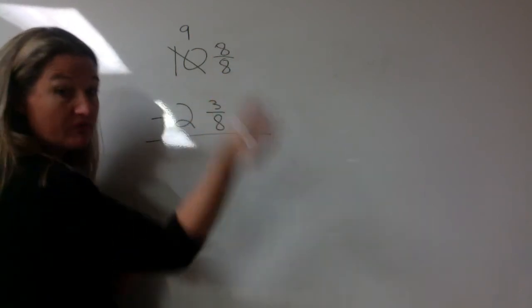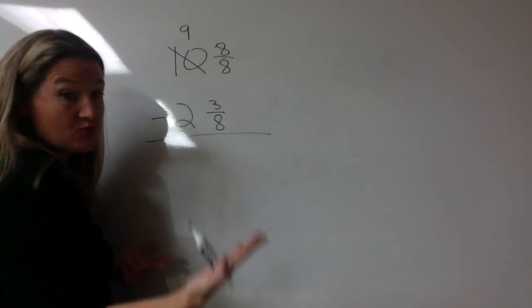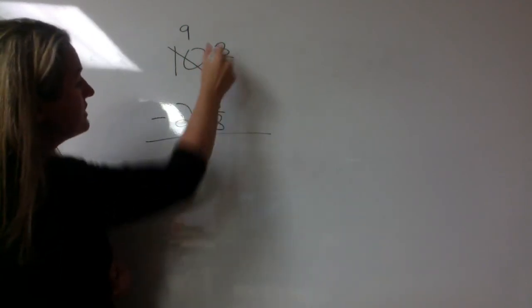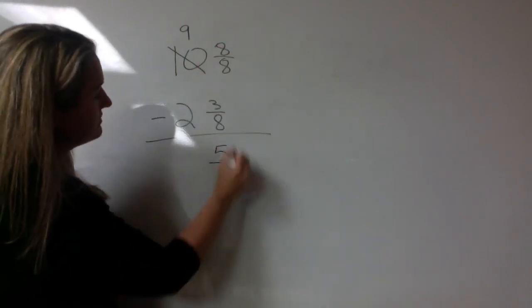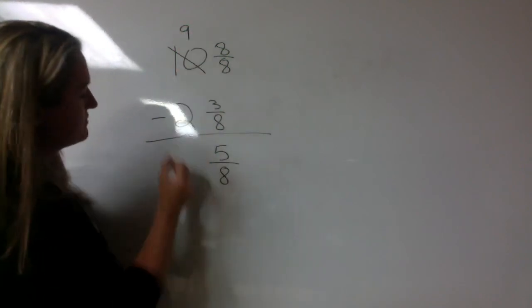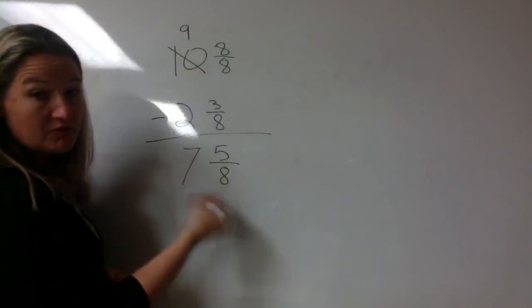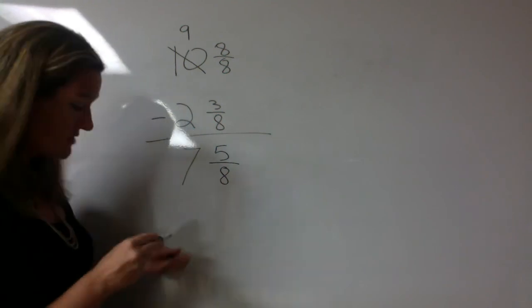That equals 1 whole. We've got 8 pieces. 8 of them are full. That's 1 whole. Okay, so 8 minus 3, that's 5/8. 9 minus 2 is 7. Okay, double check. Is this simplest form? Yes. So that's our answer.